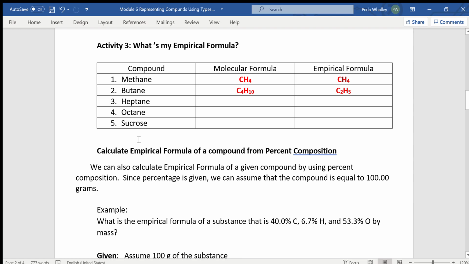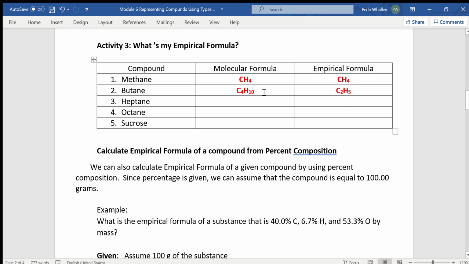Then activity number 3. What's my empirical formula? It is the same table we had above. We have the compound, the molecular formula, and the empirical formula. We just added one column for the empirical formula. Okay, so methane is CH4. There is no common factor, so the empirical formula is also CH4.